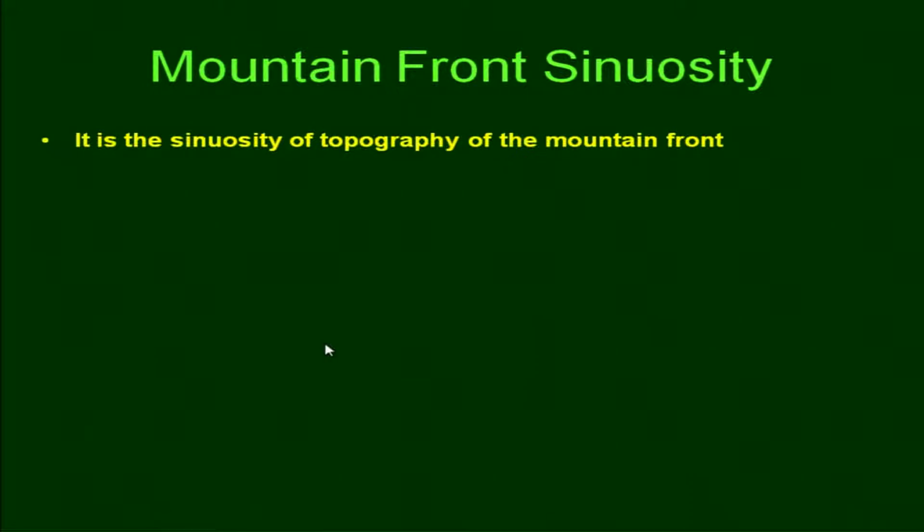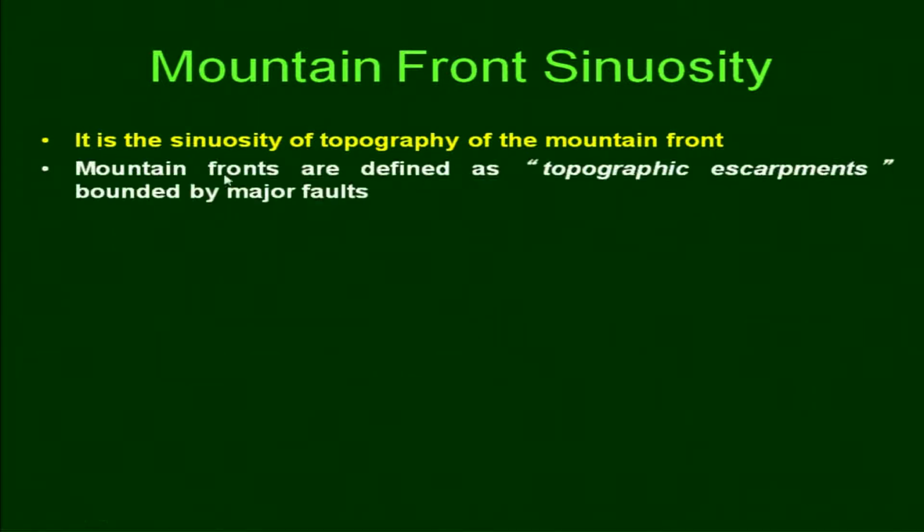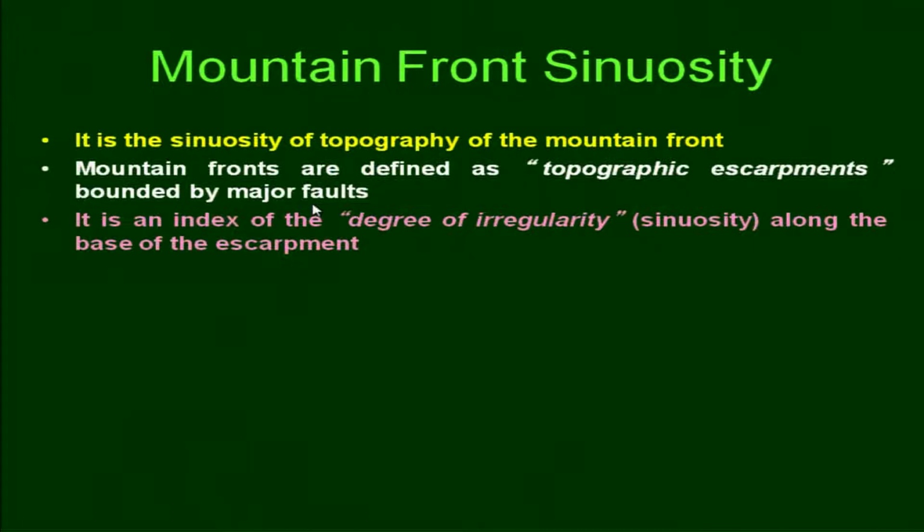But now coming to the mountain front sinuosity, it is the sinuosity of the topography of the mountain front. And mountain fronts are defined as topographic escarpments bounded by major faults. So as I was saying, mostly if they are active fronts, then the sinuosity will be different, and what type of sinuosity we can see in the sharp fronts we will discuss very quickly in the next slide.